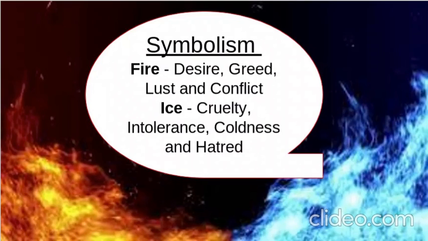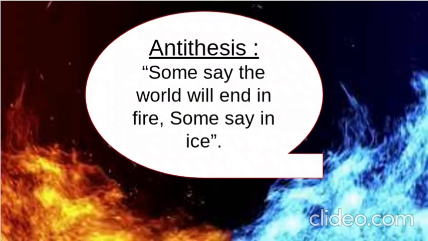Next is symbolism. Symbolism means that the qualities or the major pillars like liberty, justice, greediness, poor, rich, sweet, bitter, all of this, if we want to symbolize that in one element in a poem or in a story, we use symbolism. How? Here, desire, greed, lust, conflict is represented by one element, that is fire. Similarly, cruelty, intolerance, coldness, hatred, indifference is represented by ice. So ice itself is symbolizing these many things, and the same goes for fire. So that is symbolism.